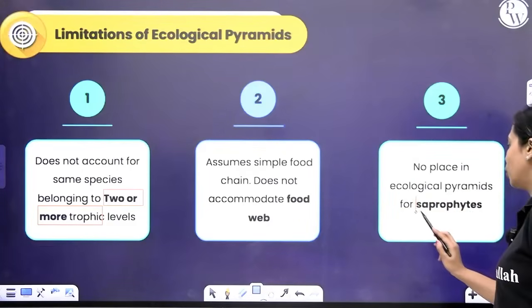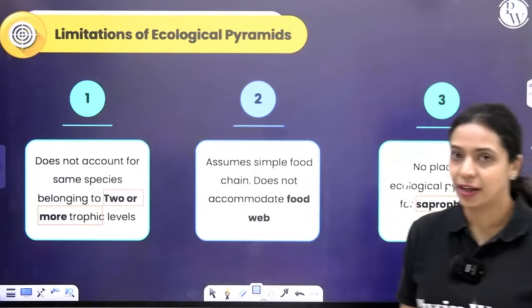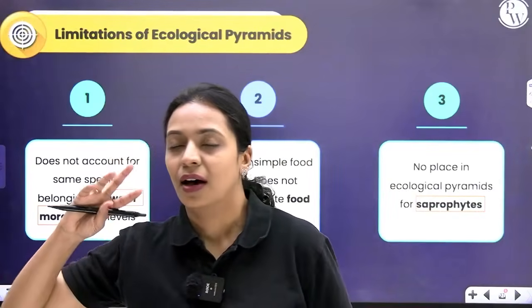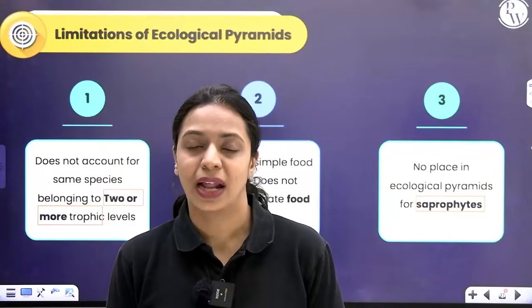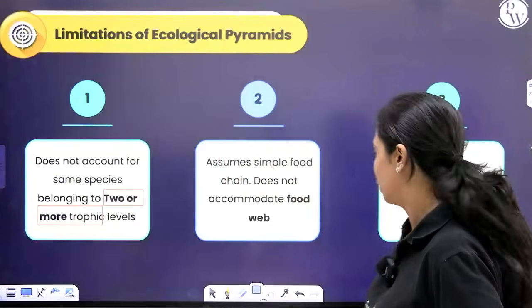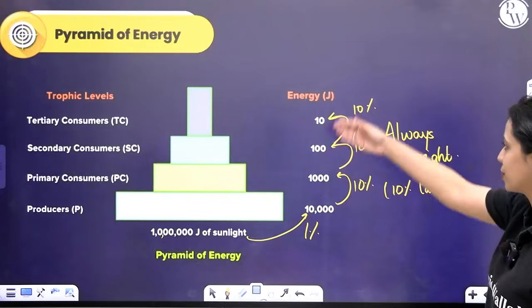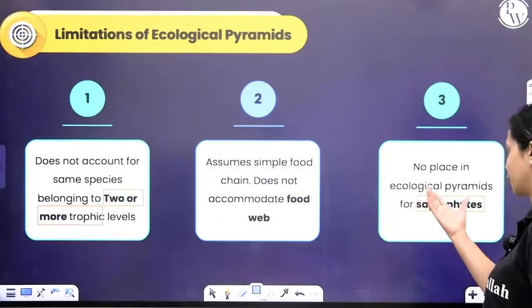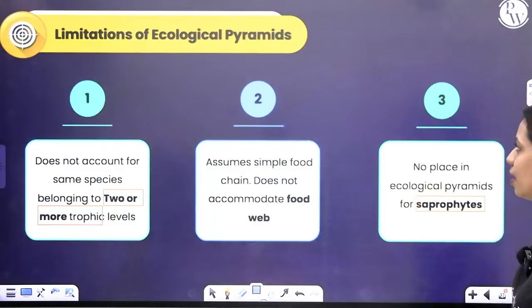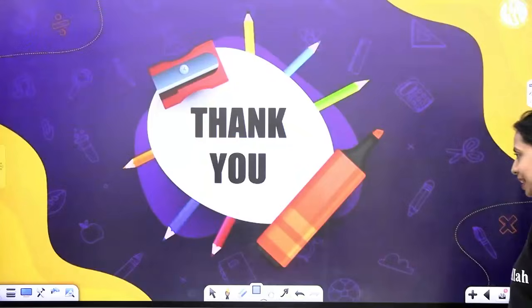Thirdly, we know how saprophytes are so important in our ecosystem. If not for them, there is no decomposition or cycling of nutrients that will happen. But they don't have any place in the ecological pyramids. You saw how we considered only producers and consumers, and there was no place for decomposers or saprophytes. So that is the third limitation over here. And that's all. With that, we are ending the chapter.